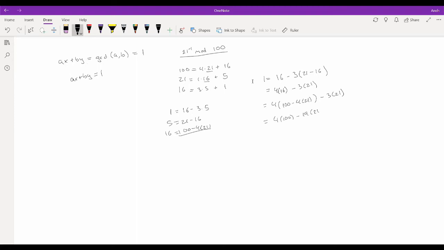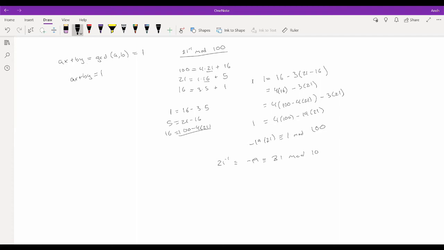So now we see our values of x and y are 4 and negative 19. If we take the equation mod 100, we get negative 19 times 21 is congruent to 1. So that means negative 19 is the modular inverse of 21, and negative 19 mod 100 would be 81.